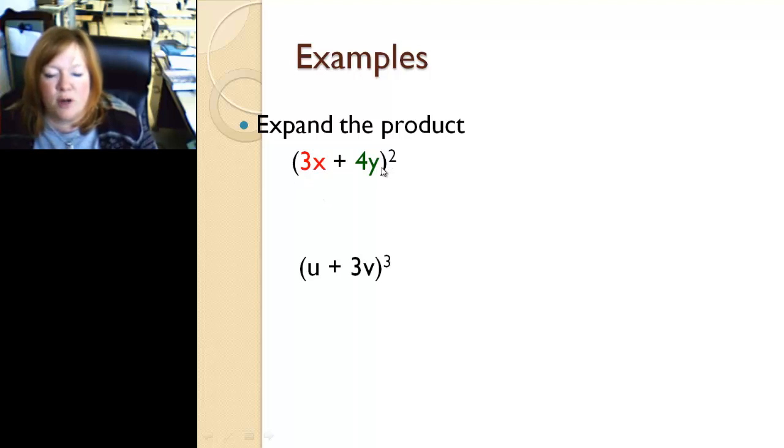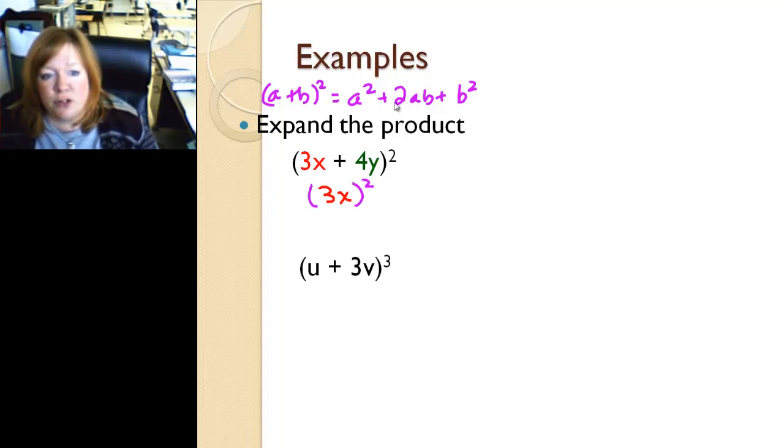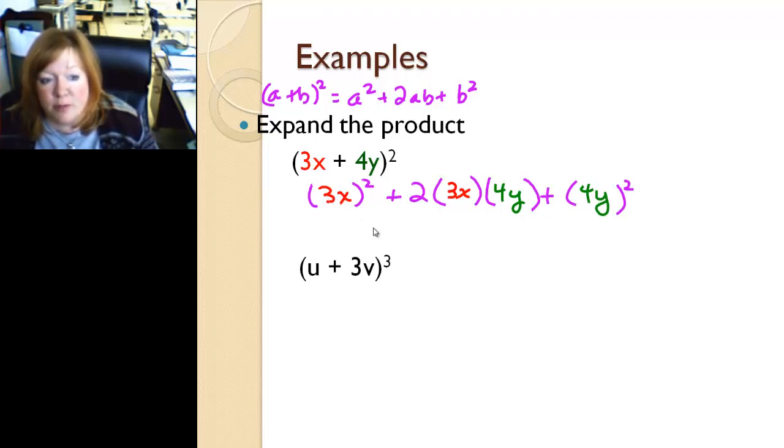3x plus 4y quantity squared. The old way was to take 3x plus 4y times 3x plus 4y and FOIL it out. However, we're going to use the shortcut, this expansion thing, where we have a squared plus 2ab plus b squared. So that means we're going to square the first term, and then 2 times the product of these two things. So it's going to be 2 times 3x times 4y. And then we're going to square the last term. So it's going to be 4y quantity squared. Be careful when you're squaring these that you also square the number in front. So we end up with 9x squared plus 2 times 3 times 4 is 24xy plus 16y squared.